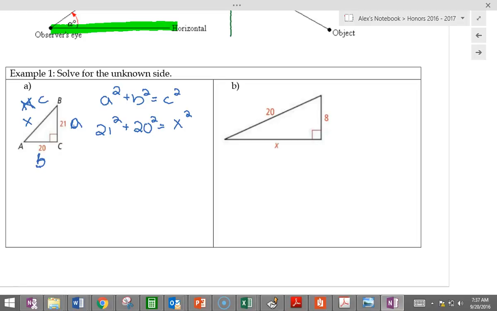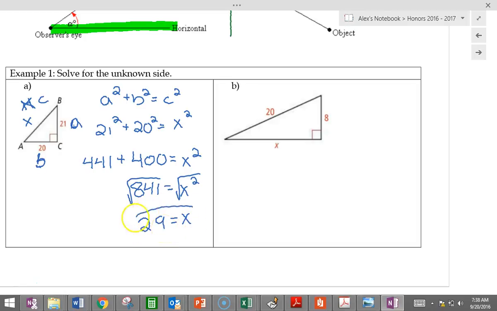So then, looking at this problem, 21 squared is 441. 20 squared is 400. I'm going to add those two numbers together. You get 841 equals x squared. And then to get rid of that squared, I have to take the square root. So the square root of 841 is 29. So you get x equals 29 there.